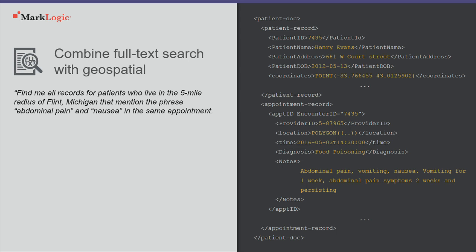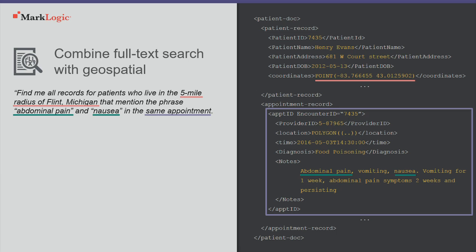Well, you can easily combine a full text search with geospatial components to ask interesting questions. So for example, find me all records for patients who live in the 5-mile radius of Flint, Michigan that mention the phrase abdominal pain and nausea within the same appointment. So what is this? This is a location query with full text search as well as a container query. So MarkLogic has this idea where you can actually specify particular regions of your document that you want to choose to query upon. So this is a very, very powerful idea.